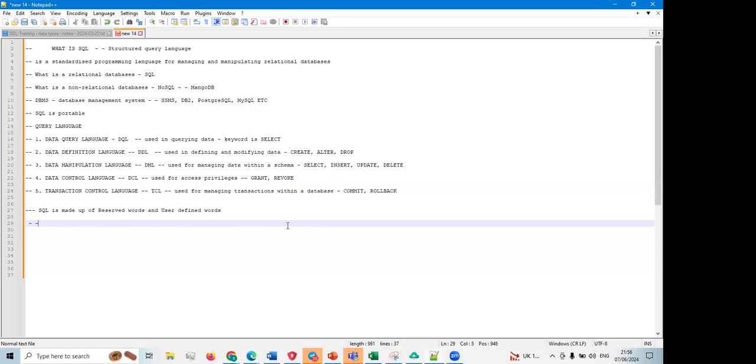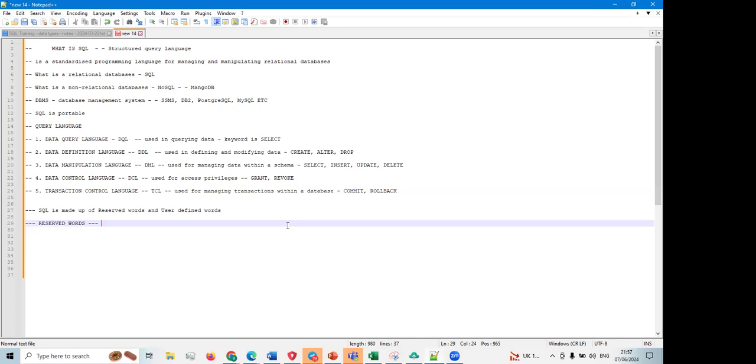Yep, anybody? What do you think would be a user-defined word? Could it be conditions? Not necessarily. No, not at all. It's not conditions.